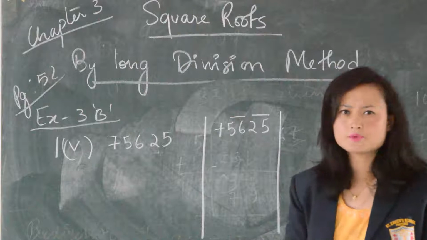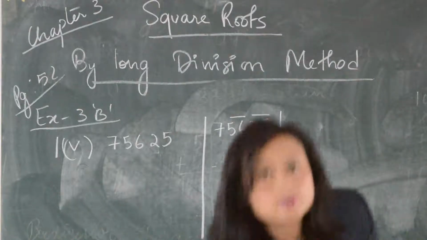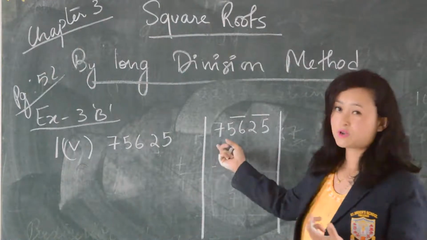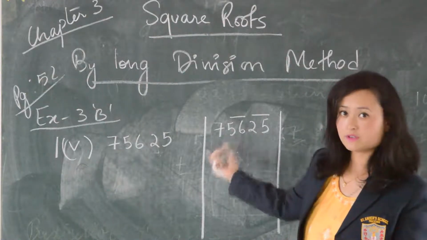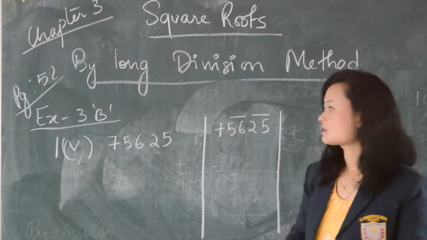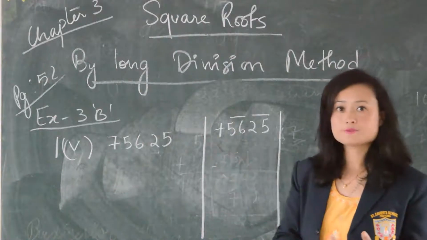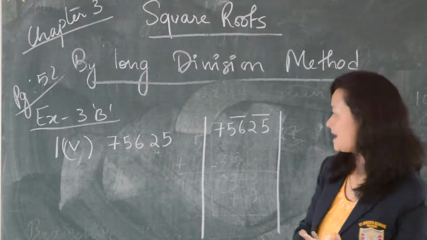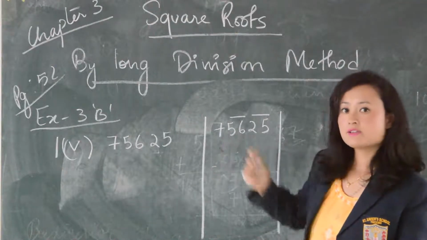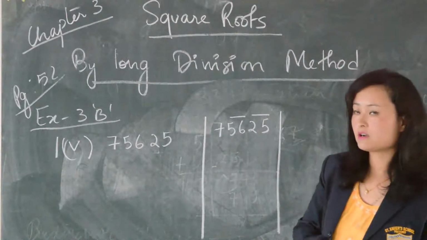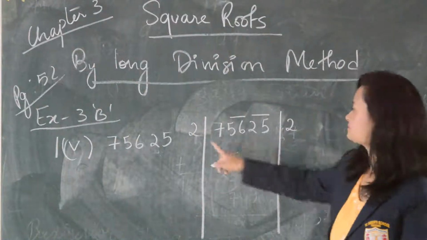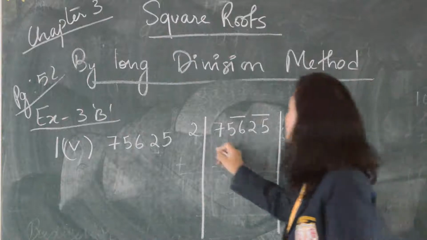Now which number, when you multiply it, is closest to 7? You can take 1 into 1. 1 into 1 is 1, which is way too small compared to 7. 2 into 2 is 4, which is again smaller than 7. 3 into 3 is 9, which is greater than 7. Which means you cannot take a greater number. So you will take 2. So 2 into 2 is 4.